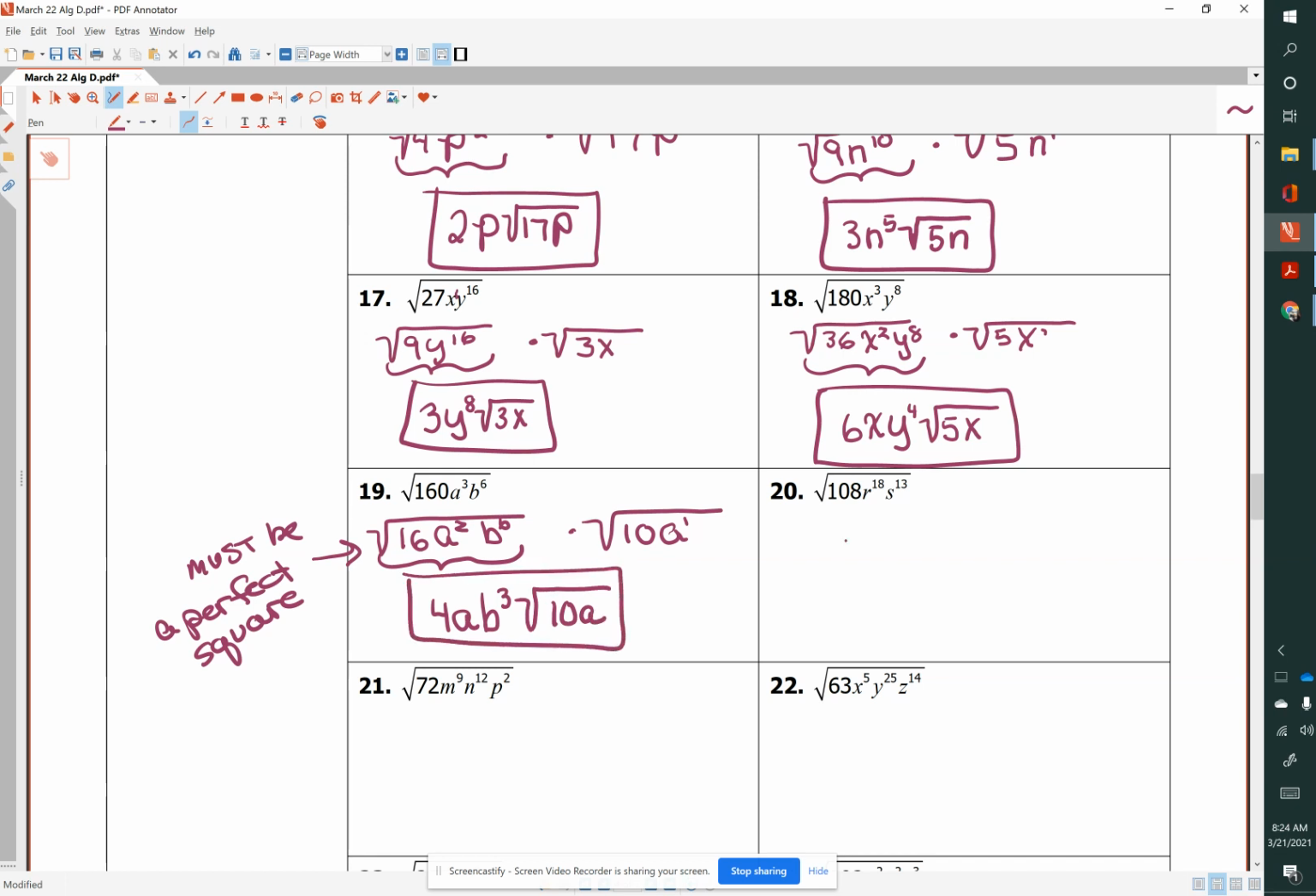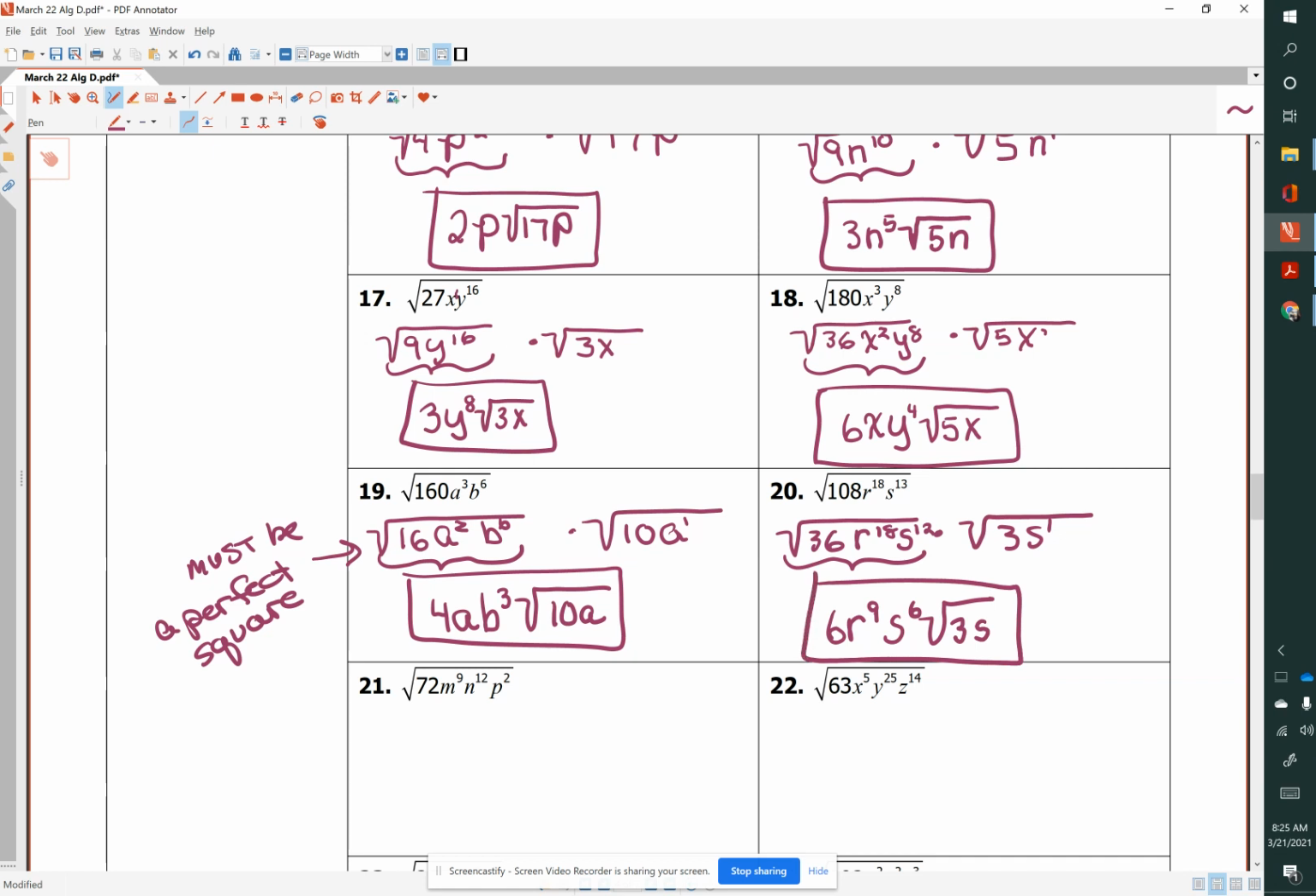Number 20, we're going to think of that again, 36 is going to help us. 36 times 3. And r to the 18 can stay here, but s, we'll have to subtract 1 from the 13, making it 12, and put an s on the right side. So on the perfect square side, we have 6. R, 18 divided by 2 is 9. S, 12 divided by 2 is 6 times the square root of 3s. And that's our final answer.